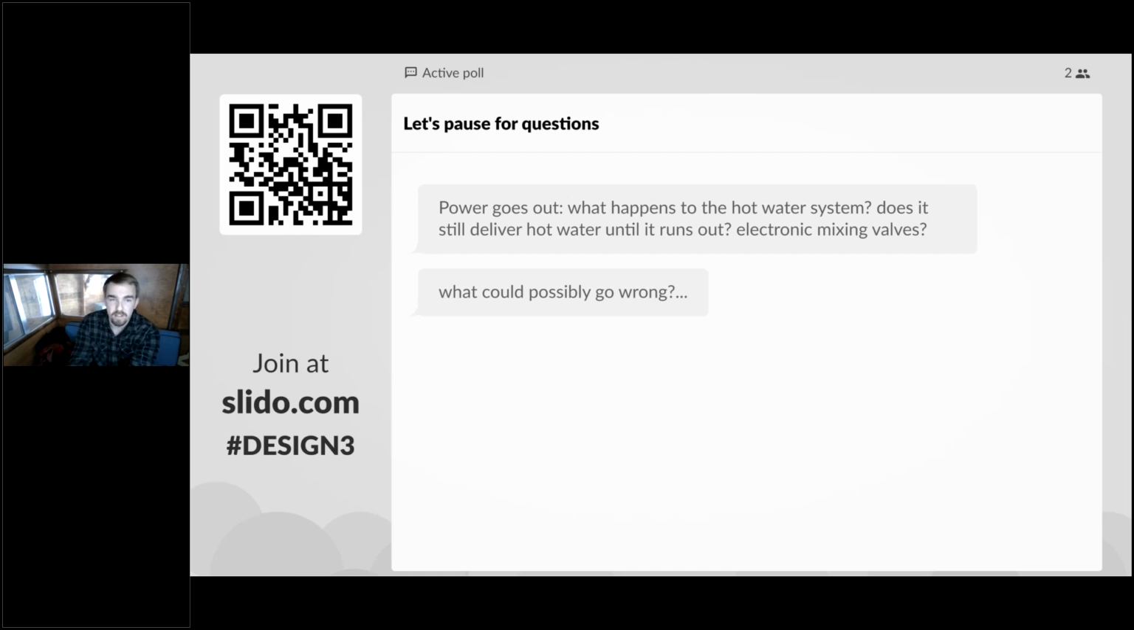Electronic mixing valves usually default to the cold setting, where they normally return to cold as soon as the power goes out. So then you would get cold water there. So that's a downside to electronic mixing valves for that reason. But they differ in how they operate. I won't go too deeply into it, but it's a good question for the valve manufacturer on what happens when the power goes out. But yeah, great question.